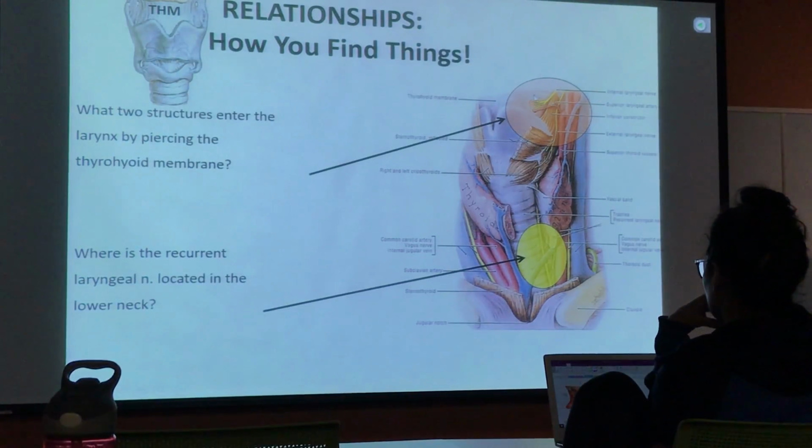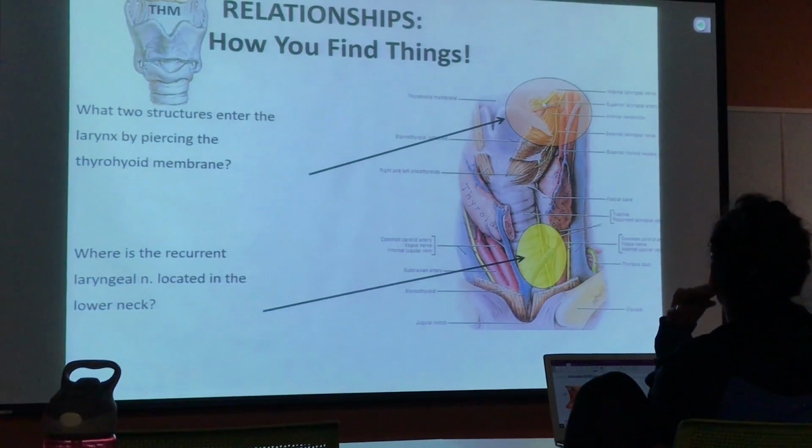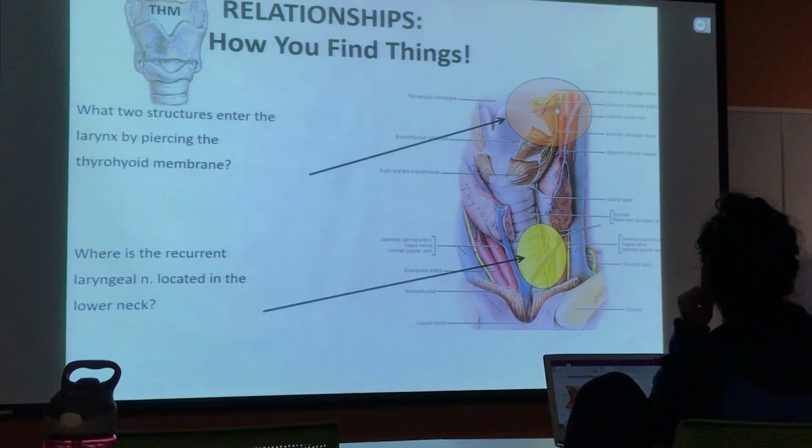Up above here, this membrane would be the thyrohyoid membrane. Here's the superior thyroid artery. There's the superior laryngeal artery, and there's the nerve accompanying it. So that's the internal laryngeal nerve, superior laryngeal artery.